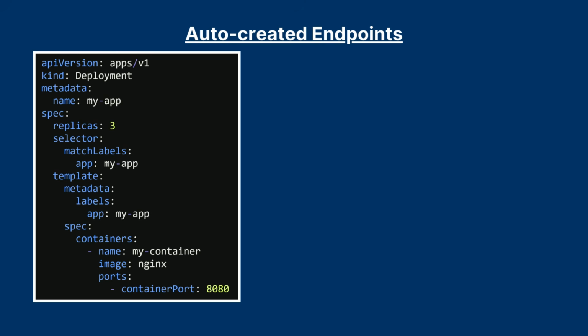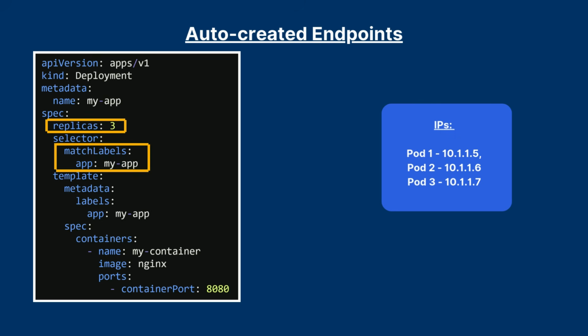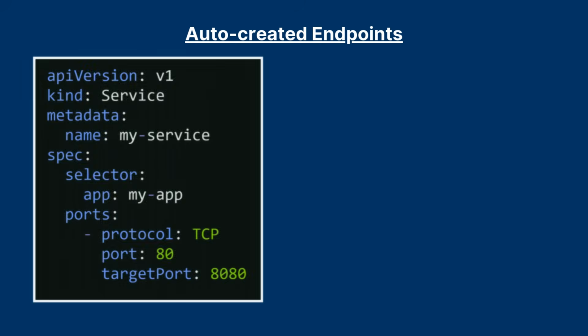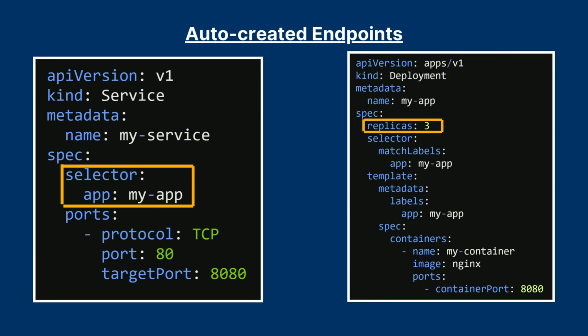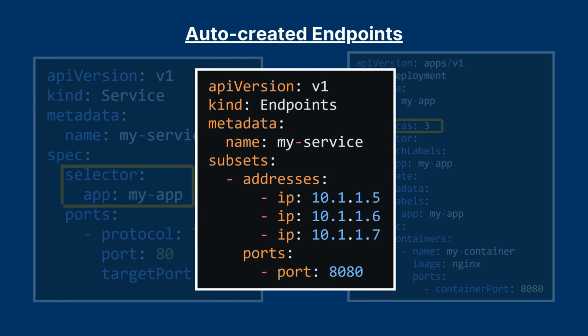We first create a deployment with 3 replicas, so we actually have 3 pods in the cluster. This gives us 3 pods all with the label app: my-app. For example, they might get IPs like these. We now create a service with a matching selector. Notice that the service has a selector app: my-app. This matches the pods created by the deployment. Kubernetes then automatically creates an endpoint object for this service.